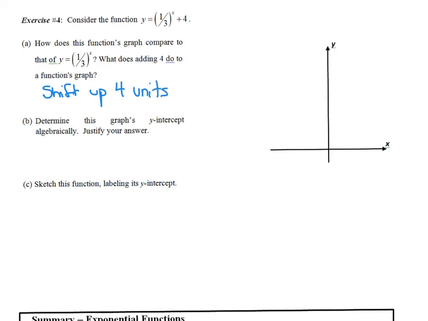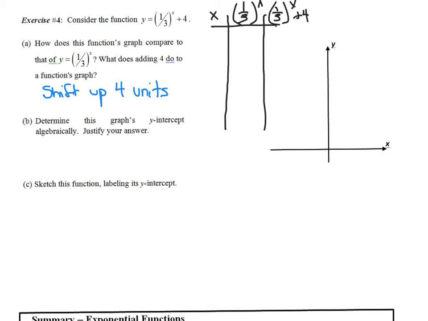So I'm going to make a table of values that also includes y equals 1/3 to the x, and then see the change in the output when I add 4 on. So there's my x column. My first column is going to be 1/3 to the x, and my next column is going to be 1/3 to the x plus 4. So let's take values from -2, -1, 0, 1, and 2.